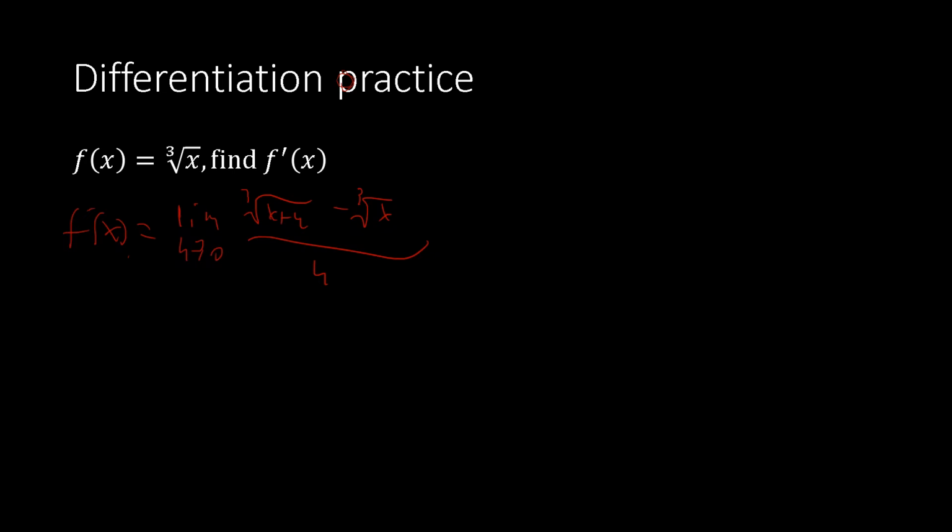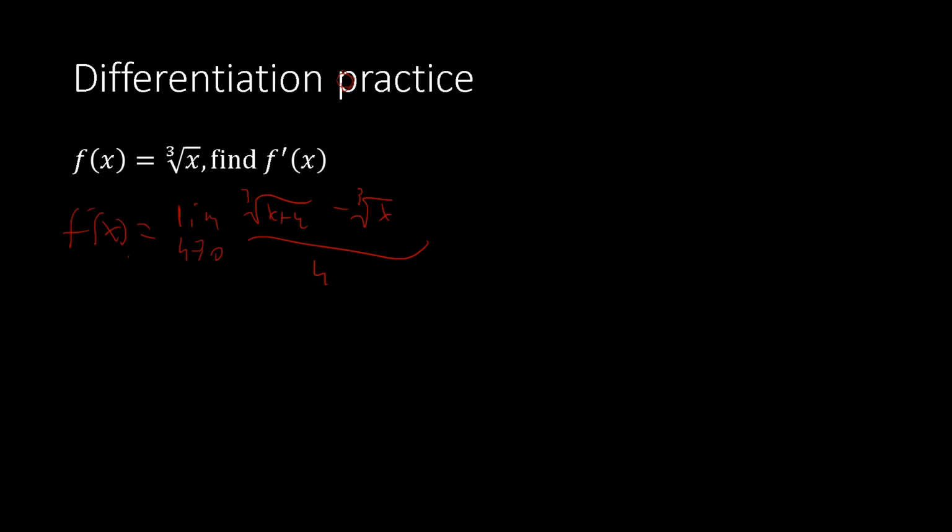Okay, now here it at first seems like maybe we should try multiplying by the conjugate, but the problem here is if we multiply by the conjugate, on the top we'll still end up with x plus h to the 2/3 minus x to the 2/3, and that's not helpful. We need to find something that'll make it cubed.